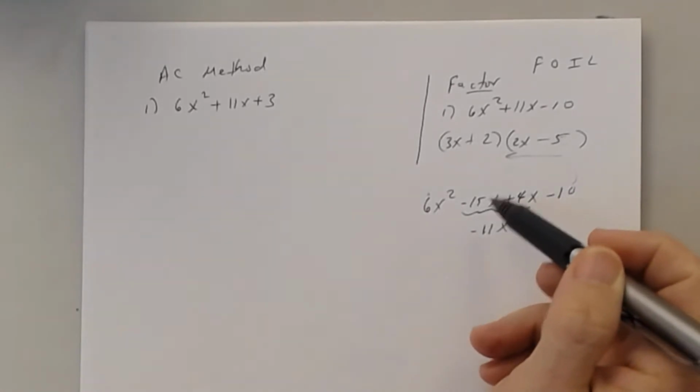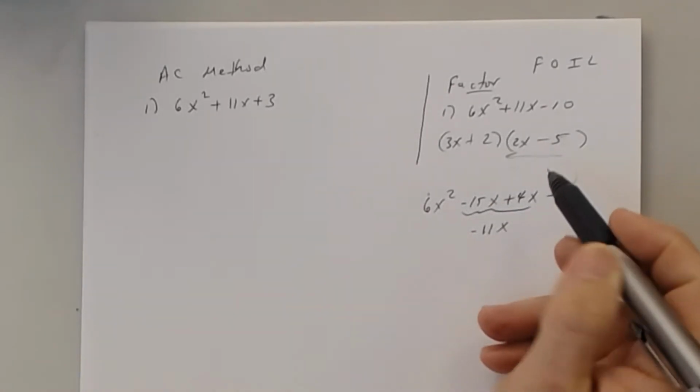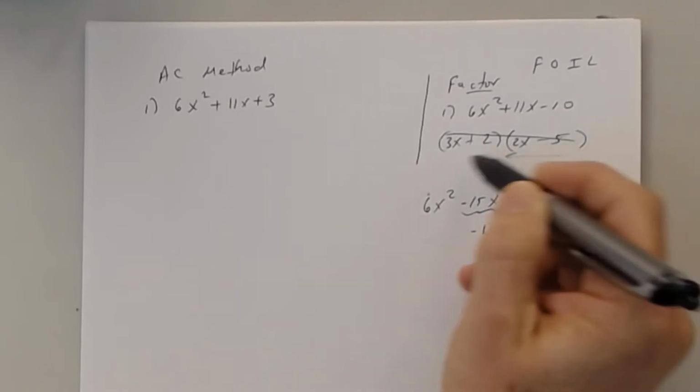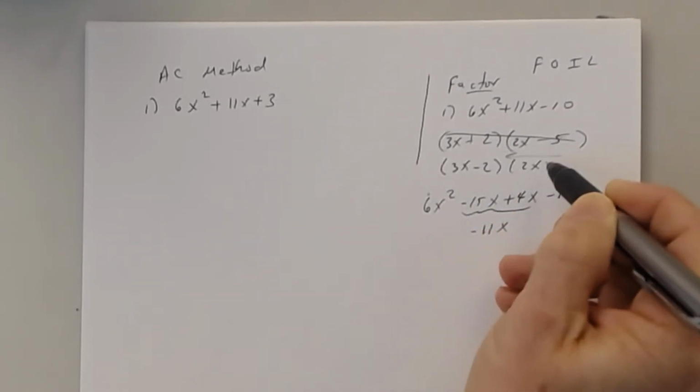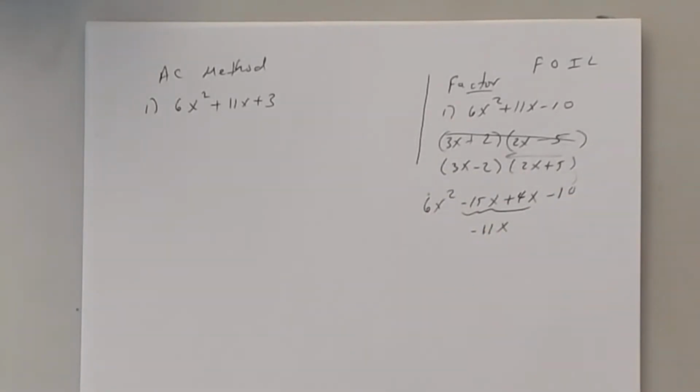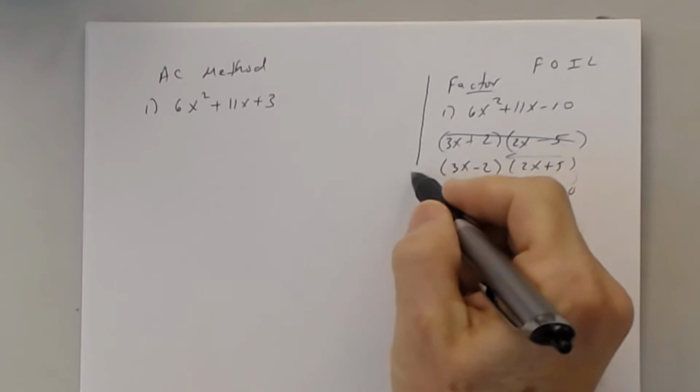So all that means is I have to do what with these signs? Change them. So this is not correct. What should be correct would be 3x minus 2 times 2x plus 5. That would be the one that would be correct. Okay, so that will be your answer here.